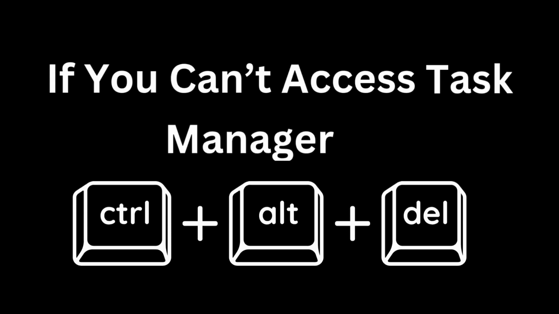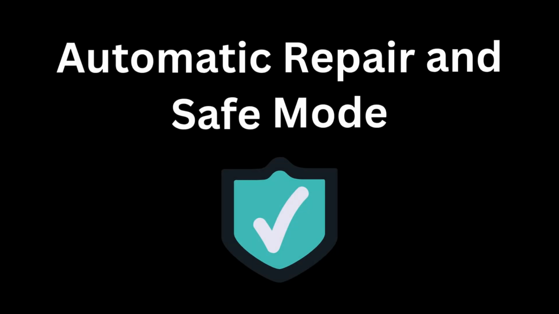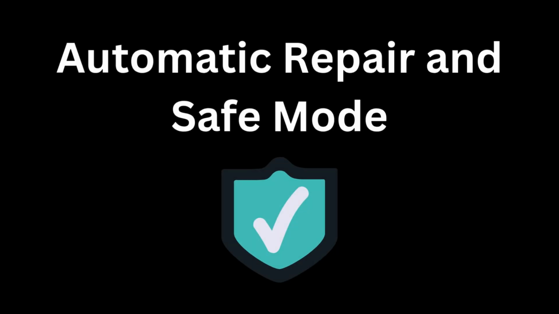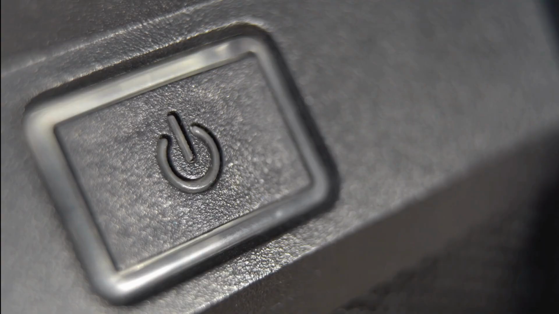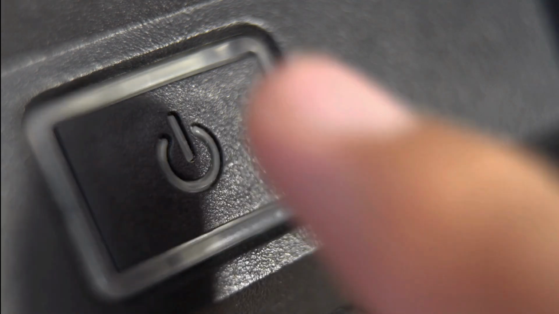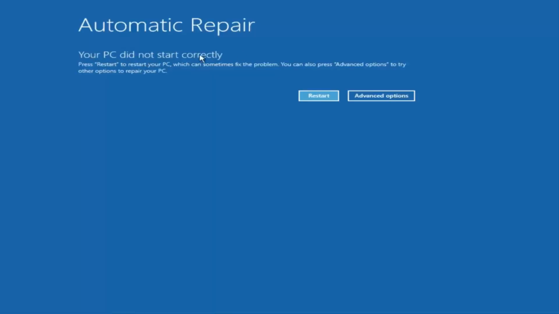If you can't access Task Manager or the Ctrl plus Alt plus Delete screen, we'll use Automatic Repair and Safe Mode. Make sure your PC is completely shut down. Press the power button to start your PC. As soon as you see your manufacturer's logo or any screen flash, press and hold the power button for 4 to 5 seconds to force shutdown. Repeat this process 2 to 3 times. This will trigger Automatic Repair mode.